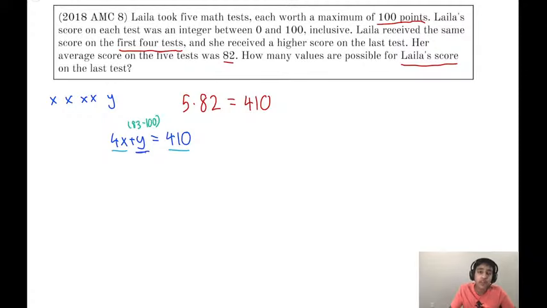And we know that y has to be 2 more than a multiple of 4, or it has to leave a remainder of 2 when divided by 4. So then the different possibilities for y are 86, 90, 94, and 98. And so there, 4 is our answer. Let's now move on to the next problem.